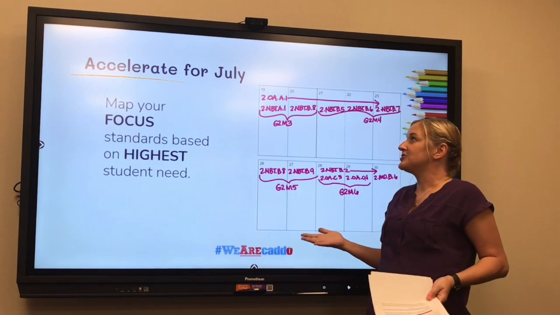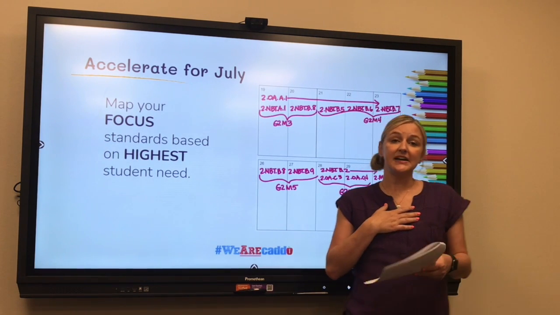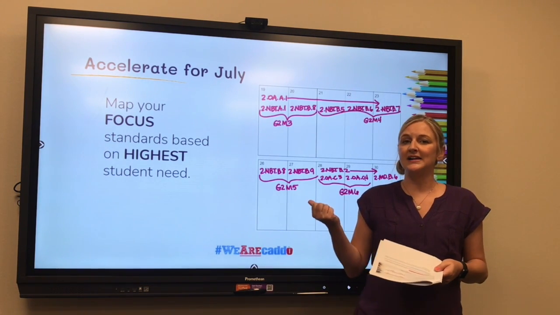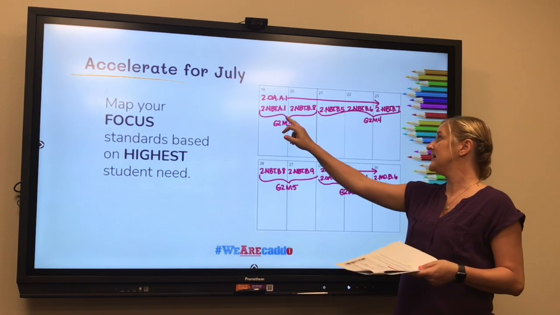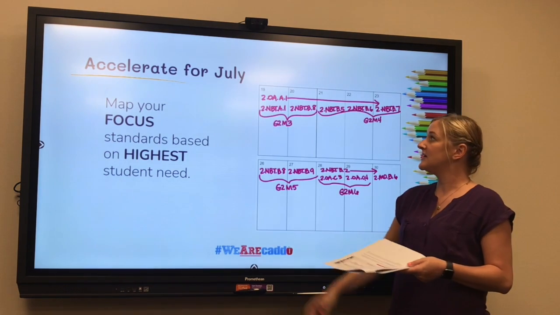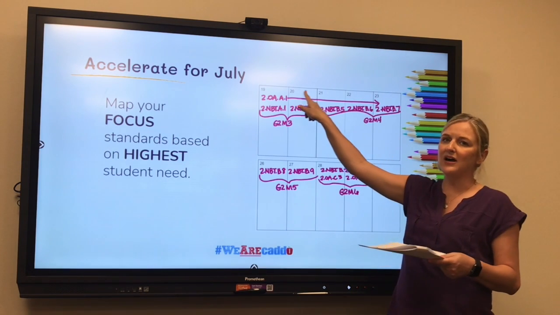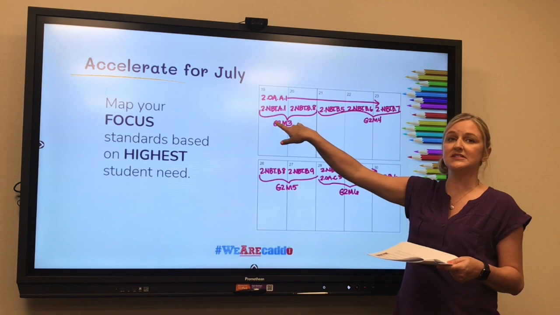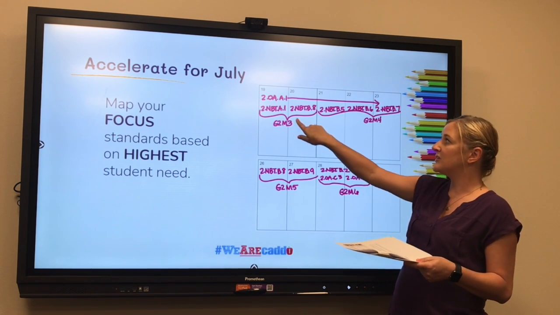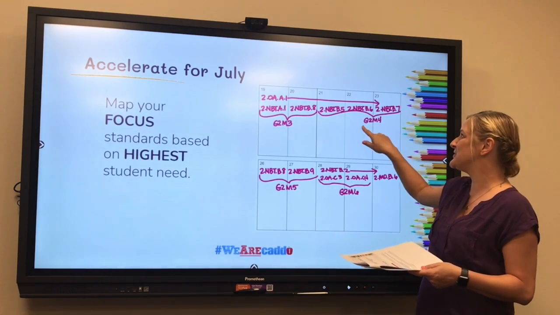How are we going to map out our instruction for July? Well, here's an example of what I might do as a second grade teacher based on those high need focus standards we decided in the domains of operations and algebraic thinking and numbers and base 10 operations. So that first week I really decided to push 2.OA.A.1 throughout the week and focus heavily in on the numbers and base 10 operations at the beginning of the week using grade 2 mission 3 and Wednesday, Thursday, and Friday using grade 2 mission 4.